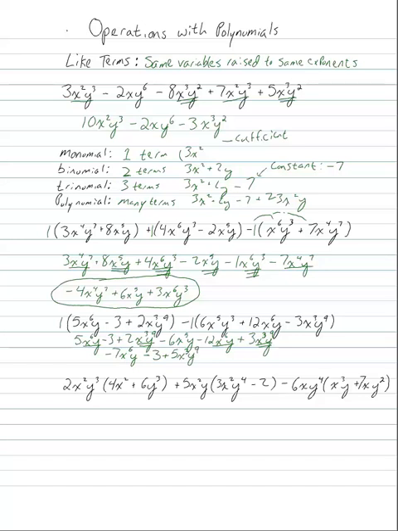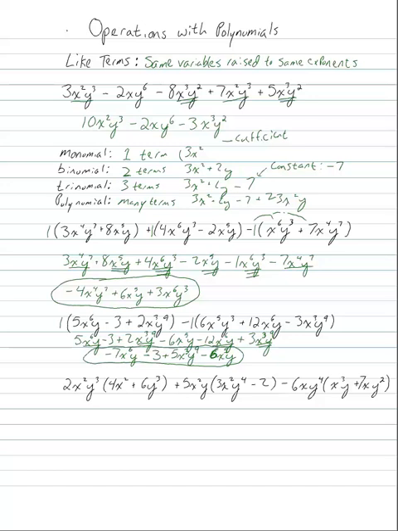And my last one is minus 6x^5y^3. There's no other term like it, so I'm just going to copy it. Minus 6x^5y^3. Check to make sure I can't combine any other terms. I can't. I have no more like terms, so I'm done.